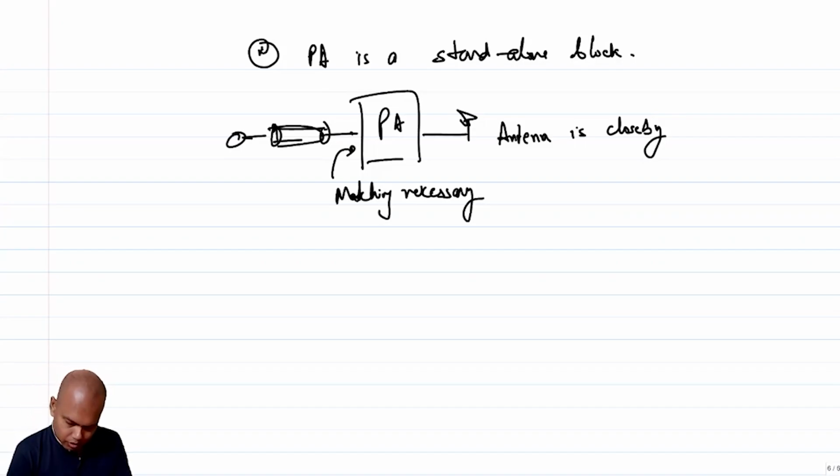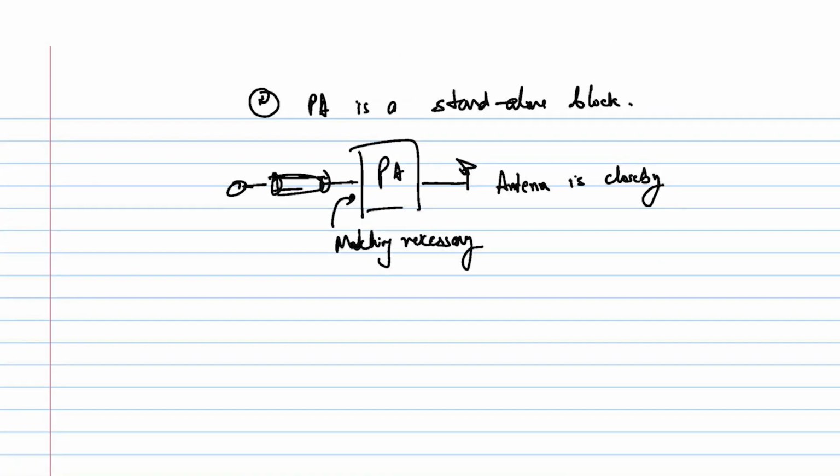Okay, so the next thing to talk about is efficiency, right? I have been harping on how efficiency in a PA is important. So let's see what efficiency we can get using a classical common source topology, and then we'll see what else can be done, right? So let's look at the classical common source amplifier.